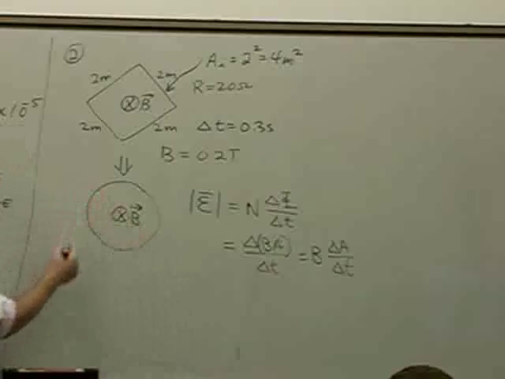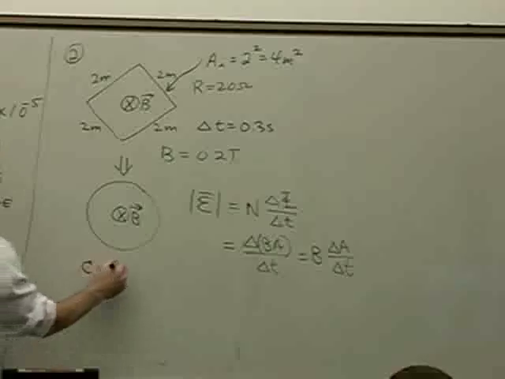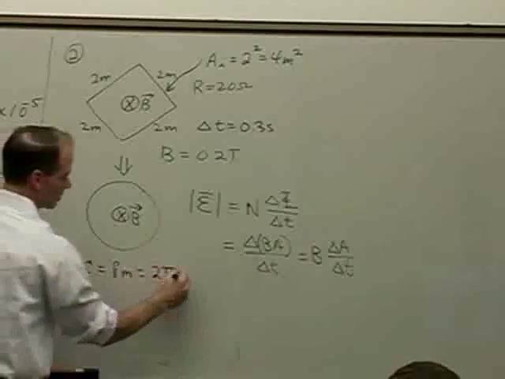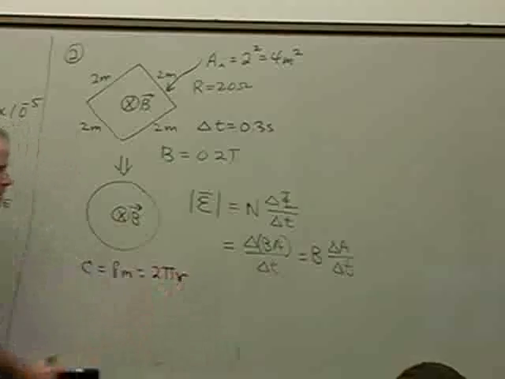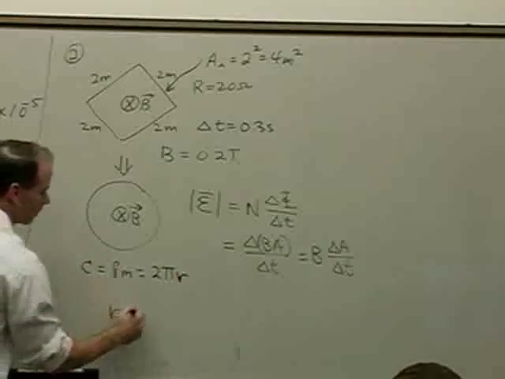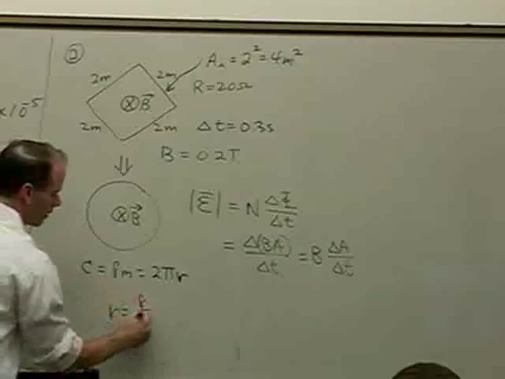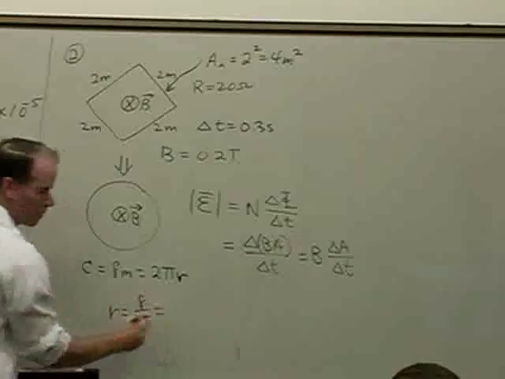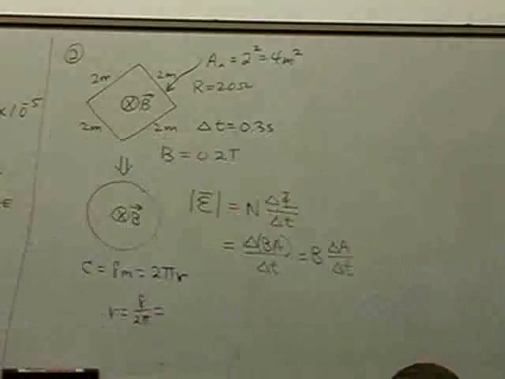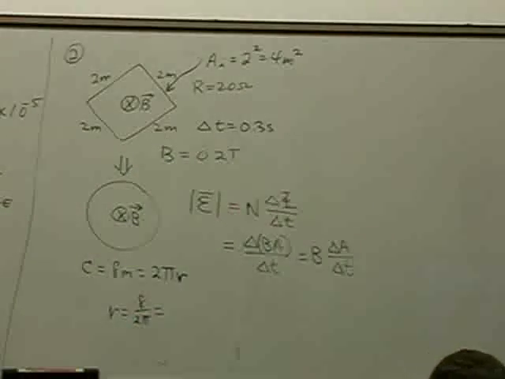So let's do that. The circumference of this circle then should be equal to 8 meters. And by definition, the circumference of a circle is 2 pi r. So the radius of this circle is going to equal 8 divided by 2 pi, which is 1.27 meters.